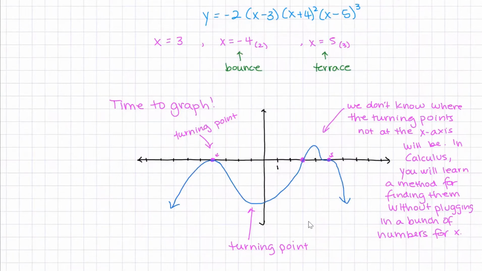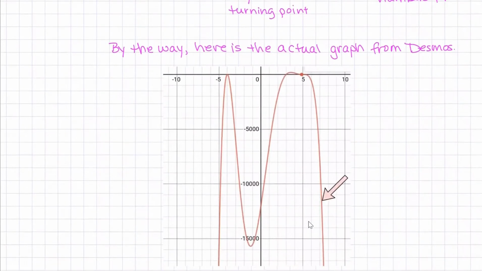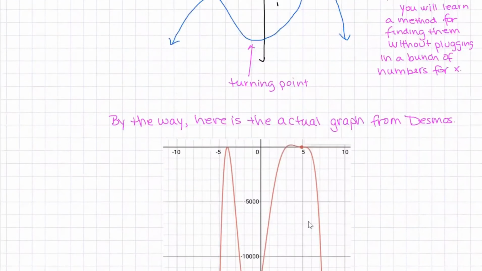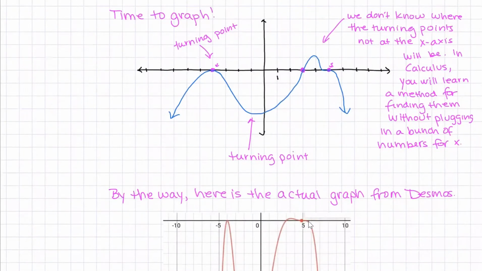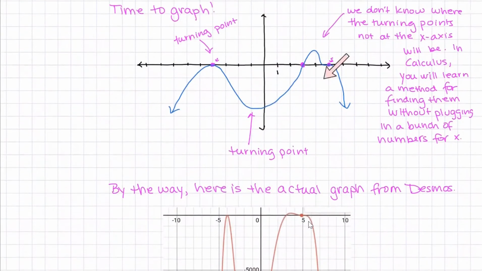Which, by the way, I did go ahead and graph it on Desmos. This is how the graph actually looks. Now you can see our general shape is there. We have a bounce, we're going straight through, we have a terrace, and the end behavior is down, down. We just have a little tiny tip here because our y-intercept was so far down on the y-axis. But for just a minimal amount of work, I think we got a pretty decent graph.